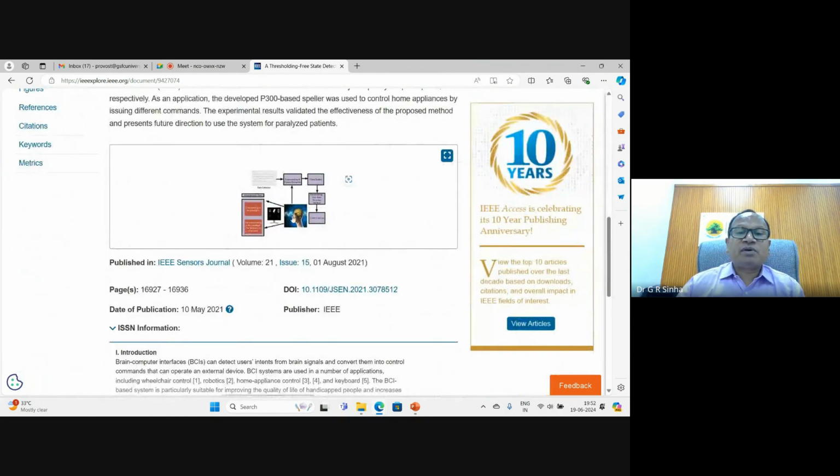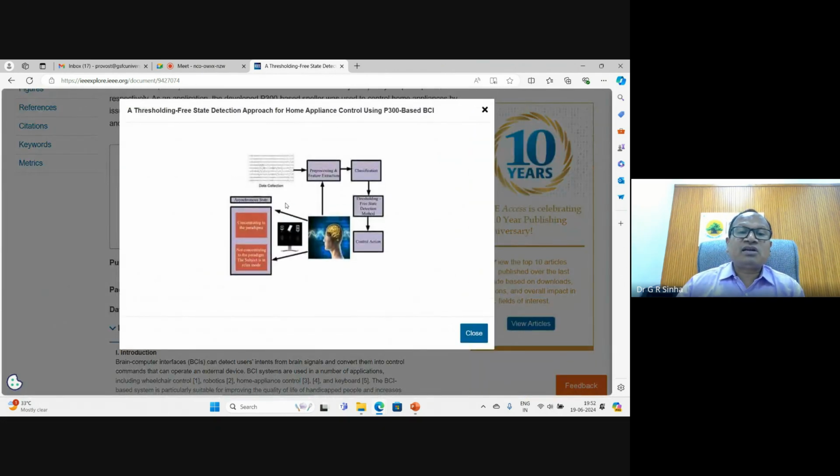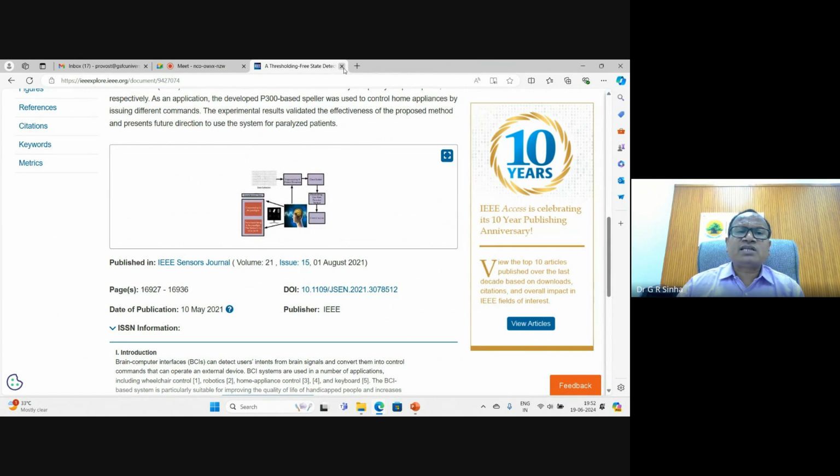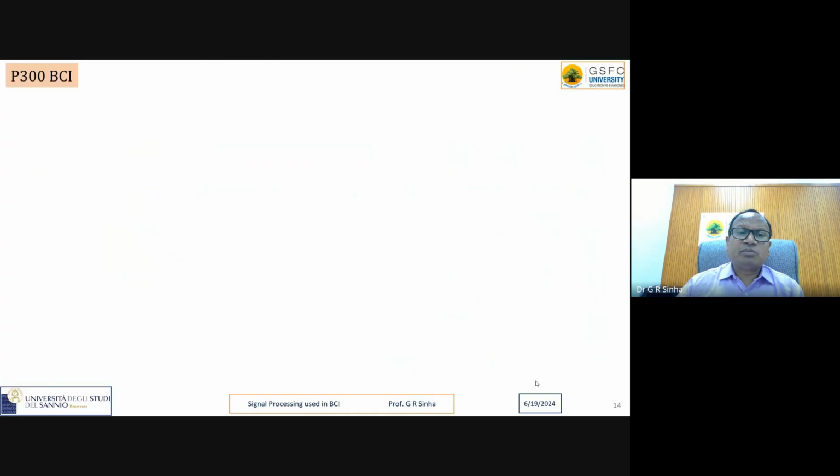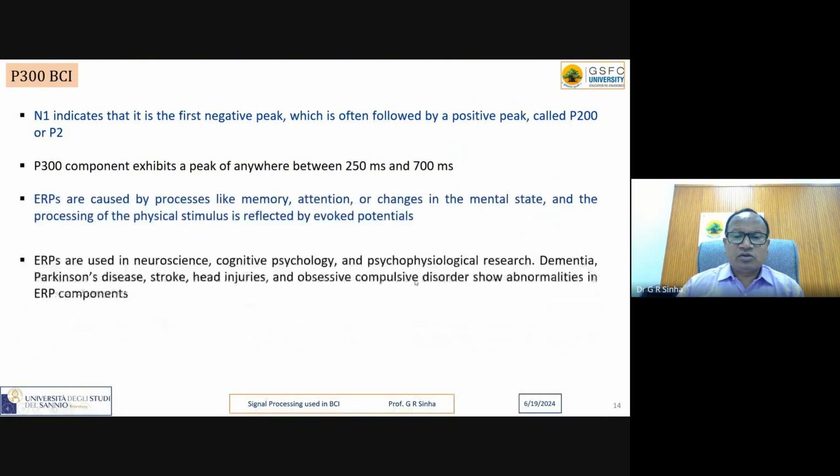You can read about this paper later. I think this is a picture. Can I increase this? This is an abstract where you can understand how it works. So this is so interesting. P300 is a very, very interesting area, the P300 BCI.